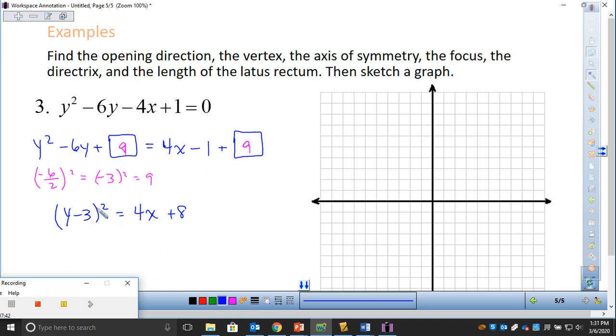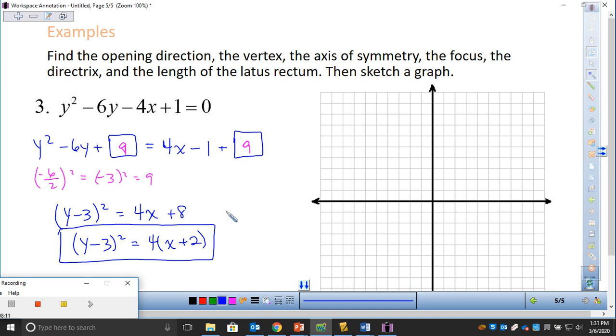So we're close. I can tell what the y value of the vertex is, but I can't really tell what the x value is. So what you want to do here on the right is always factor out the number out in front. So my final equation is going to look like this: y minus 3 squared equals 4 times x plus 2. So there's my equation that I'm working with. And now from here, I'm going to do the same thing we did in the previous example. I'm going to find the vertex, focus, directrix, and everything else.